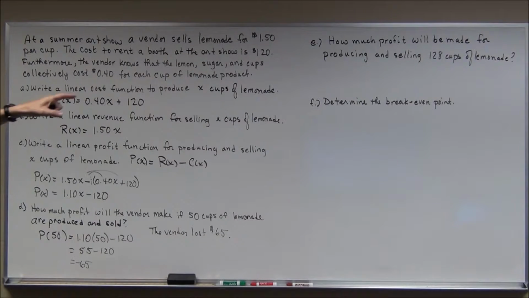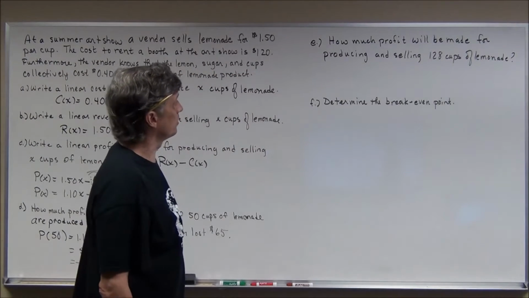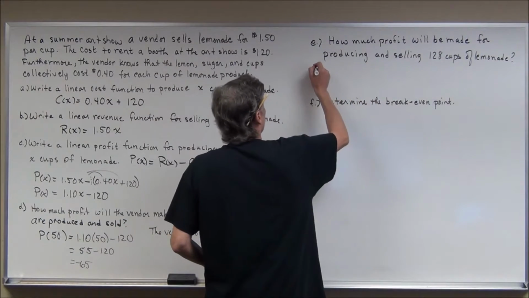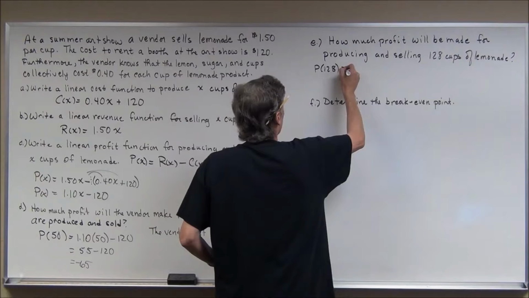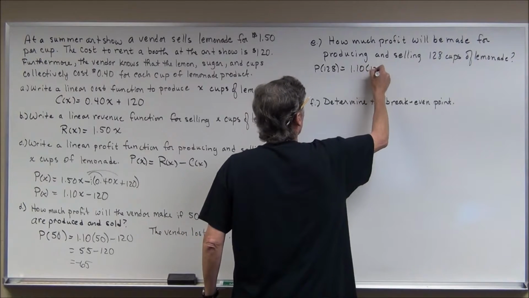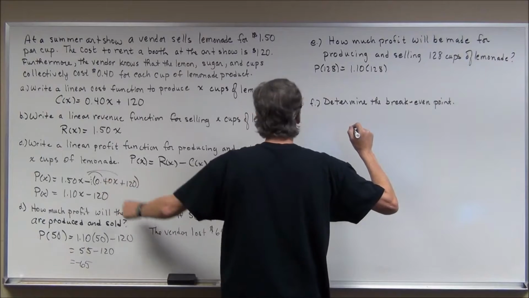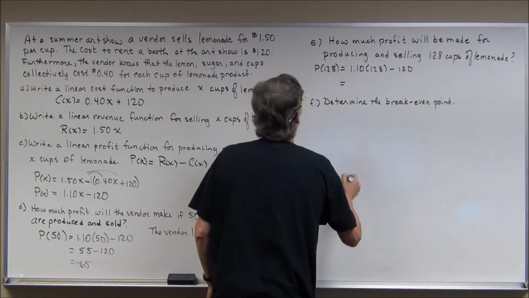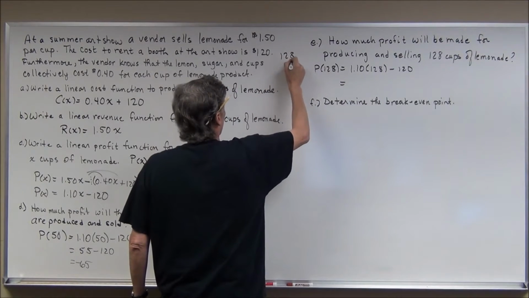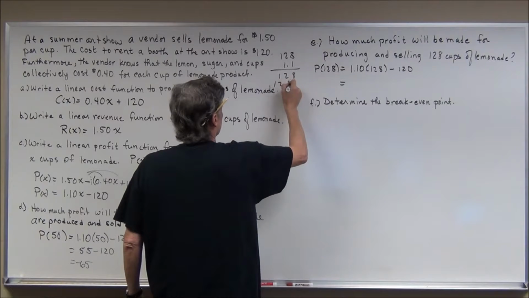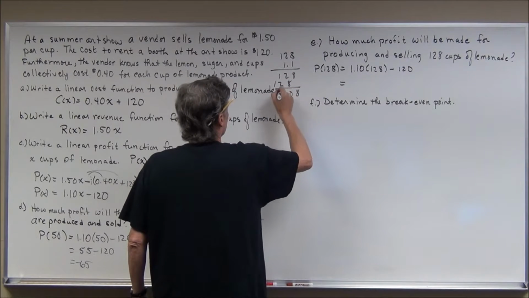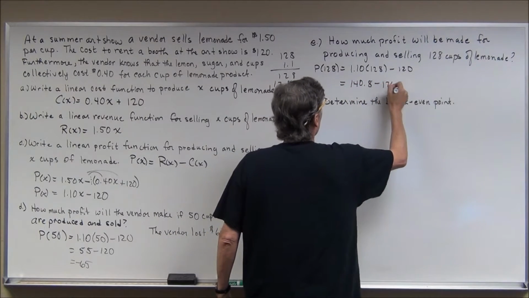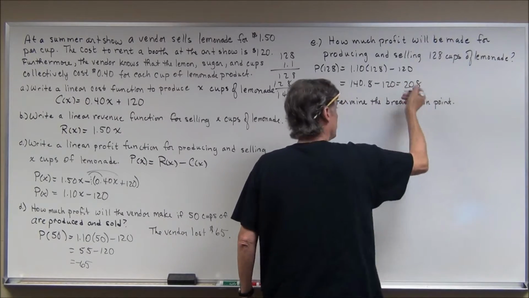of lemonade here. Over here to this problem, how much profit will be made for producing and selling 128 cups? Now that's a pretty big jump from 50. Maybe this is going to be profit here. So P of 128 would be 1.10 times 128, going back to the profit function here, minus 120. So this is going to be 140.8 minus 120, or 20.8. Well, at least it's positive.